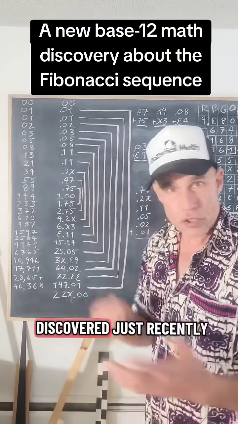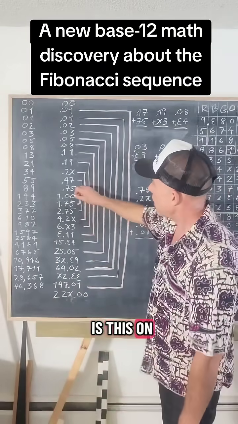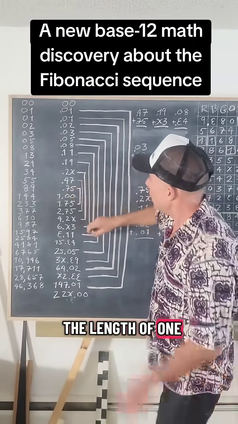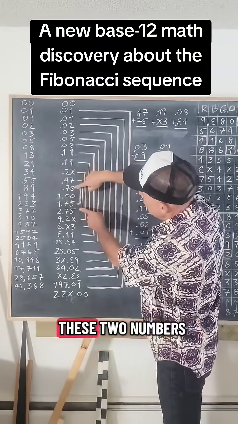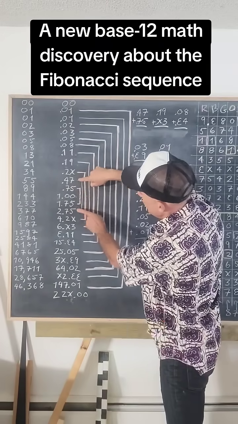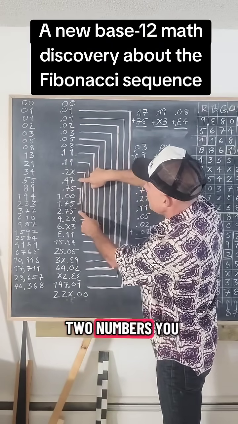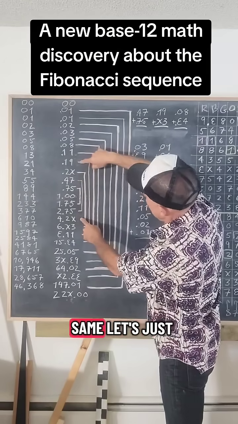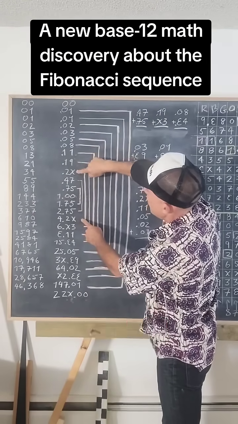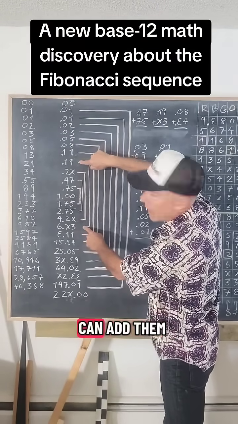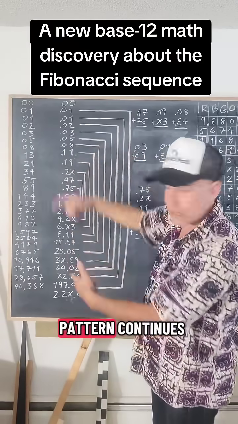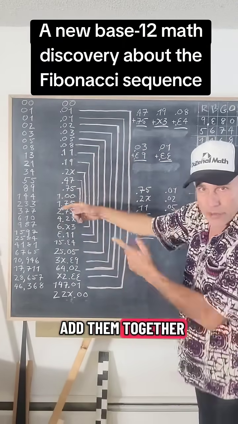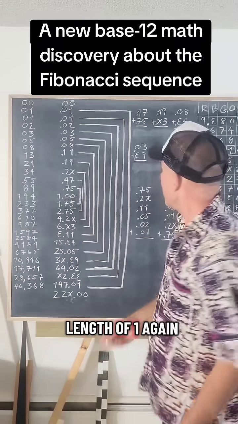But what I discovered just recently is this. On either side of the length of 1, as we travel outwards, these two numbers are the same. Then the next two numbers, you can add them together. Then these two numbers are the same. Let's make sure I do this right. And then these two, when you add them together, and that pattern continues, you get the length of 1 again.